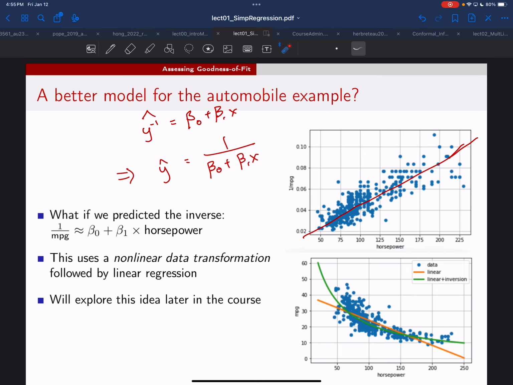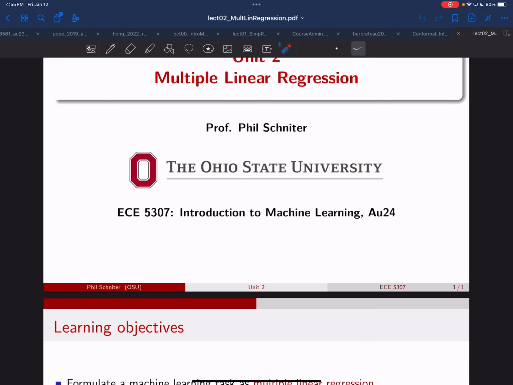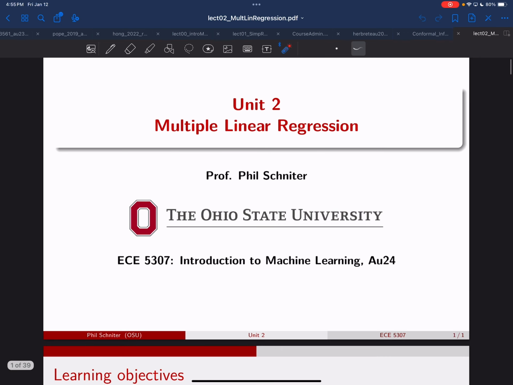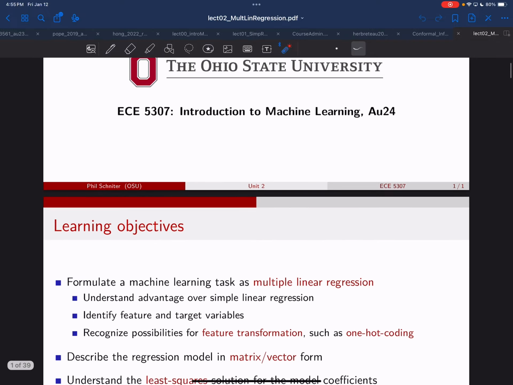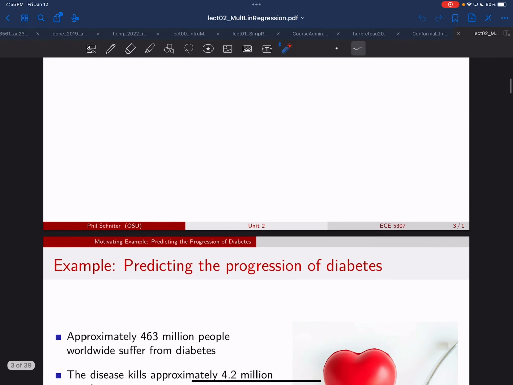Okay, great. Any last questions before we move on? All right, so let's move on. We have a little bit of time left. We can start the next unit, which is on multiple linear regression. This unit is very, very similar in spirit to what we did in Unit 1.